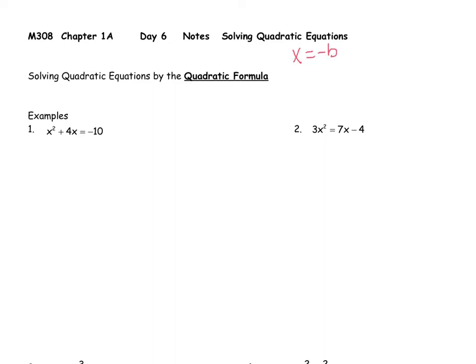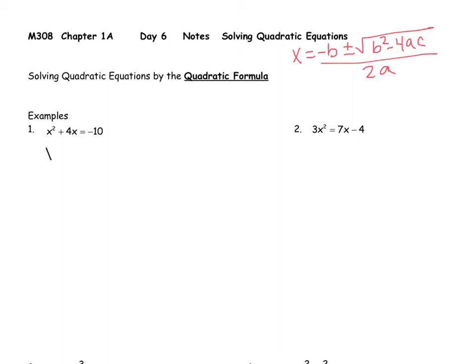x equals the opposite of b plus or minus the square root of b squared minus 4ac all over 2a. Maybe you learned a song about this in junior high. If you want to sing it, go ahead. It's also kind of fun to YouTube versions of the quadratic formula song. There's some pretty funny ones out there.